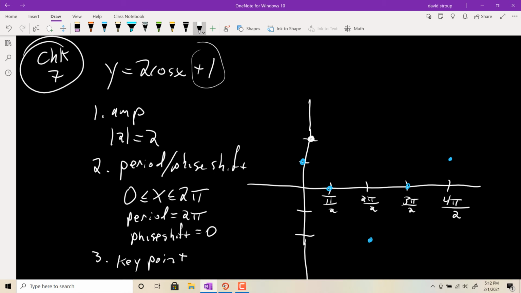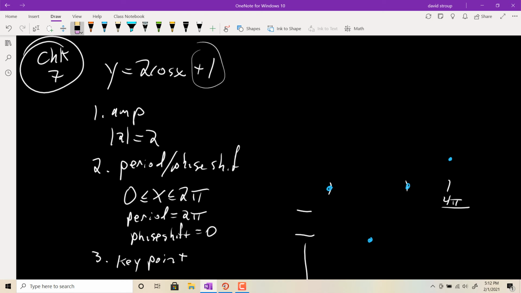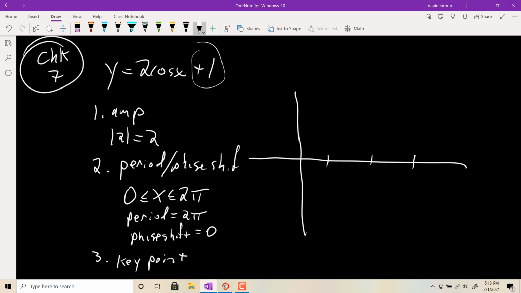Oops, I didn't stretch it. Sorry. Okay, so again, by pi over 2's, I forgot the amplitude. Okay. Pi over 2, 2 pi over 2, 3 pi over 2, 4 pi over 2 is 2 pi. The amplitude is 2. So your little dots originally should be here, here, here, here, and here.